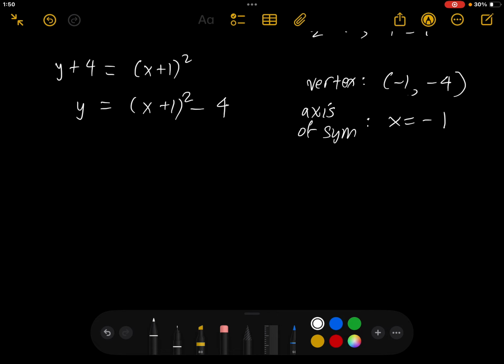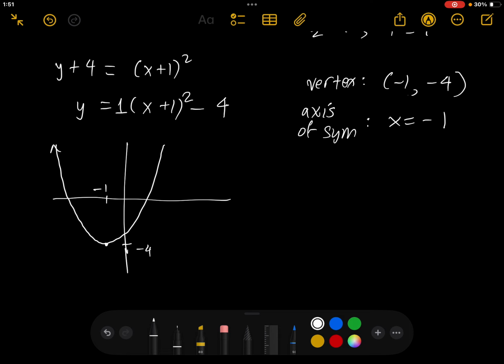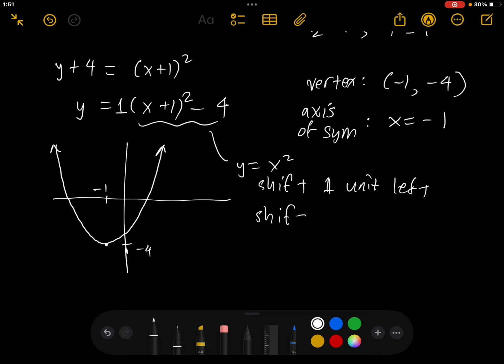And what's the a? The coefficient of x squared? It's 1, right? Because I have a 1 times x plus 1 squared minus 4. So what that looks like is, the vertex is negative 1, negative 4. I know it's going up, so it's going to look something like this. And it's congruent to y equals x squared, right? You take y equals x squared, and then you shift 1 to the left, and then you shift 4 units down.